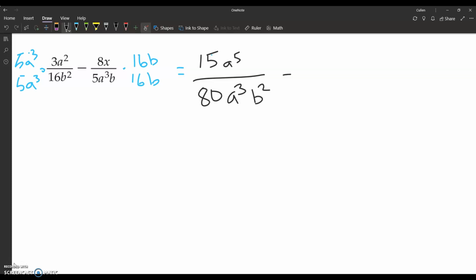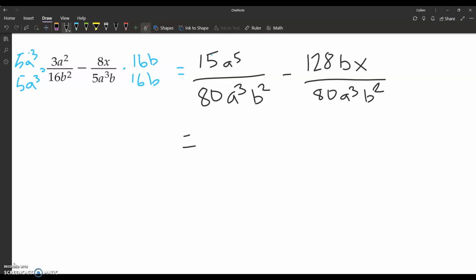8 times 16, so on the top I'll have, I gotta figure out what 8 times 16 is. If you do 8 times 16 on your calculator, you'll get 128. And then x stays there. I'm going to put it on the end because b comes first, b times x. And then my denominator, 5 times 16 gave me 80 just a second ago. And then I've got a to the third already. And the b times b gives me b squared. So again, that's how you know you're on the right track. Your denominators are the same.